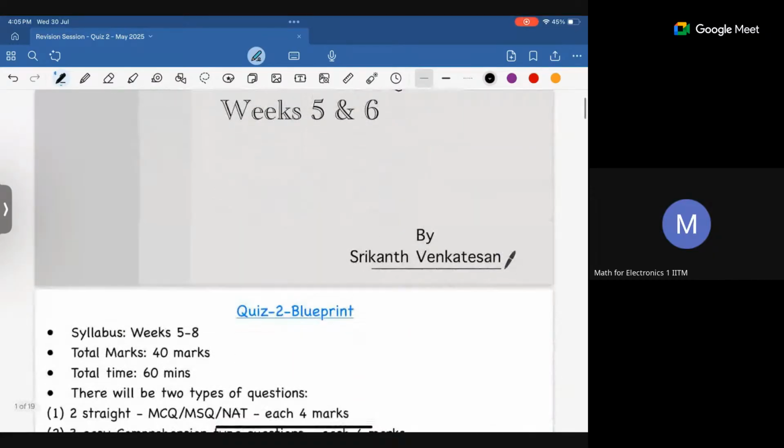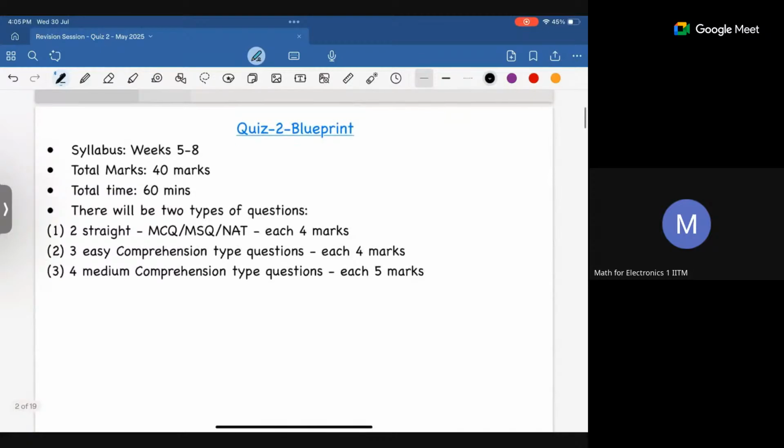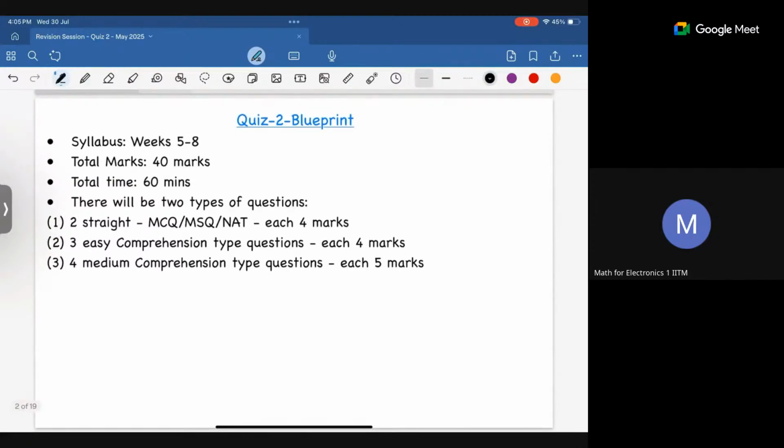Okay. So before we begin, I would like to comment on a few things on the quiz 2 question paper. The syllabus for quiz 2 is weeks 5 to 8, not week 1 to 8. But as you all know, week 5 is differentiability and derivatives, which actually requires the concept of continuity and limits. So even though we didn't mention that the syllabus is week 1 to 8, internally we have to use the concepts that we have learned from week 1 to 4. Okay. So the syllabus is week 5 to 8.